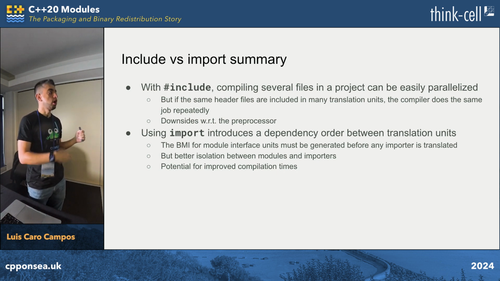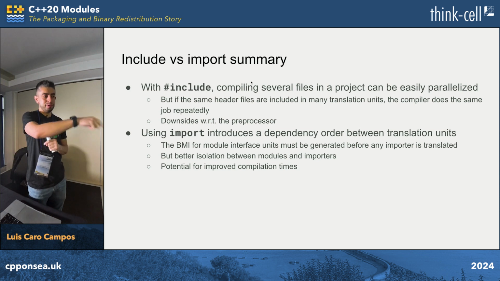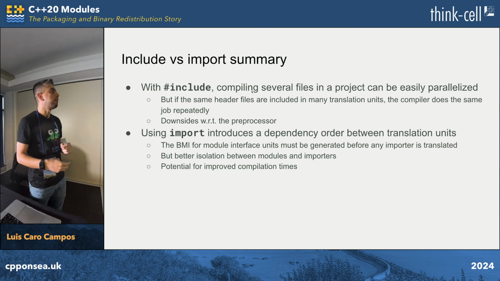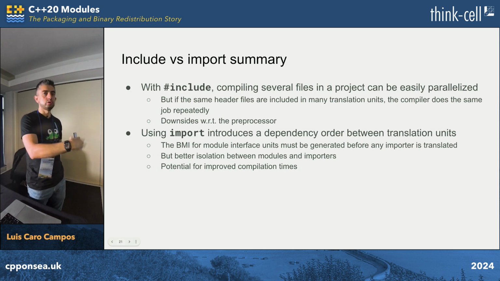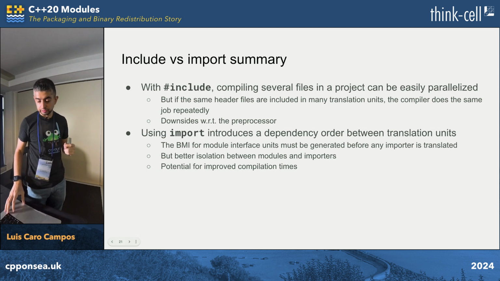And as I mentioned earlier, there's a lot of downsides with the preprocessor because it can influence the code after the inclusion, or you can influence the code that you're about to include by defining macros. Whereas using import, there's a chance that we can do that work only once and then reuse that work for other translation units. There's better isolation, but the downside is that now we have a build order that we have to respect. We have to derive that build order before getting a build.